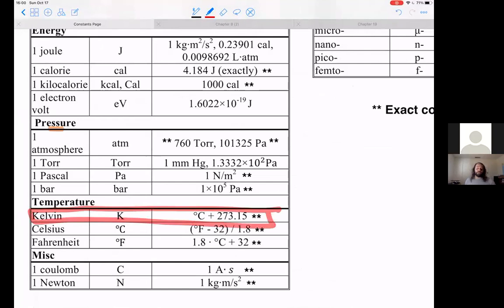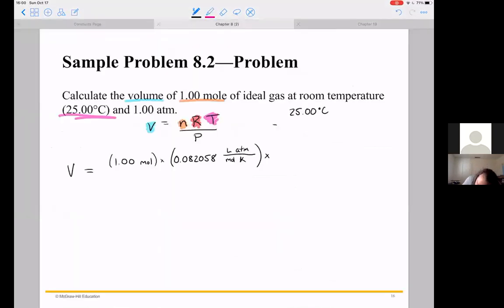But you just take the temperature in degrees Celsius and add 273.15. Okay, so we're going to take this and add 273.15, and that will give us our temperature in Kelvin, which in this case would be 298.15.